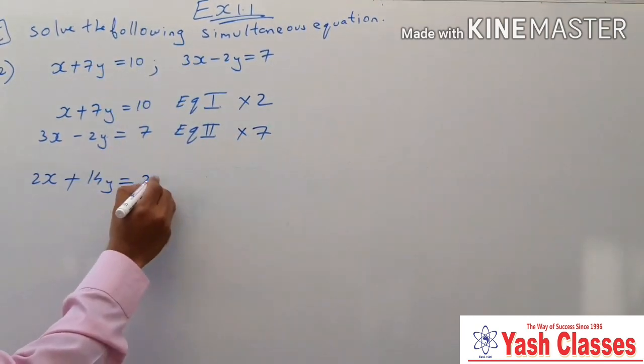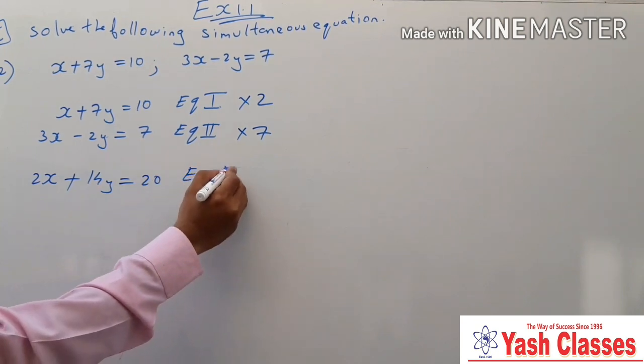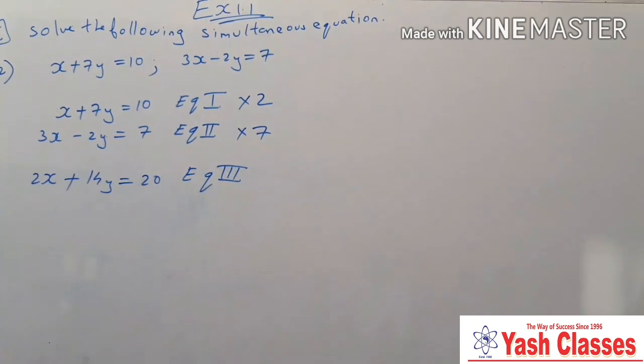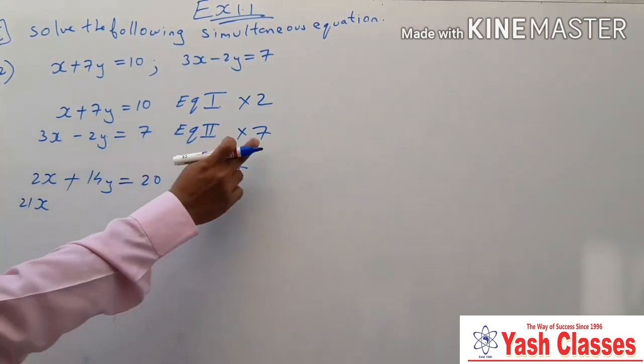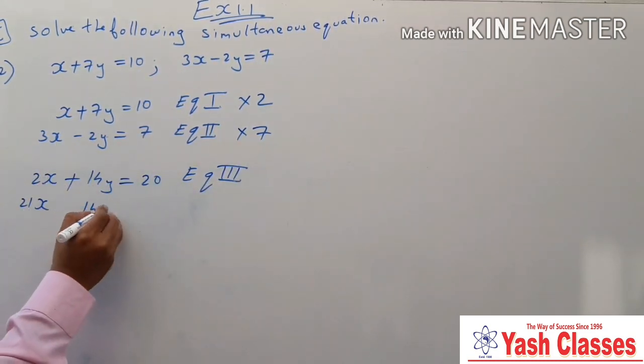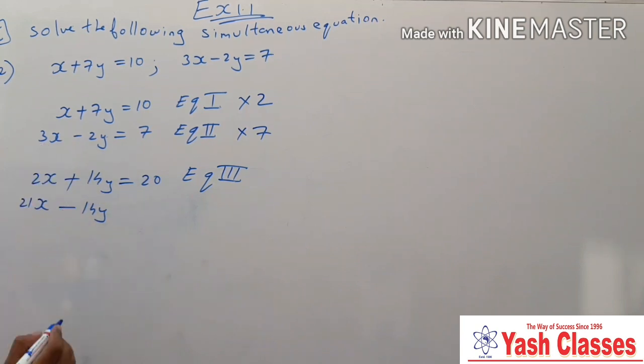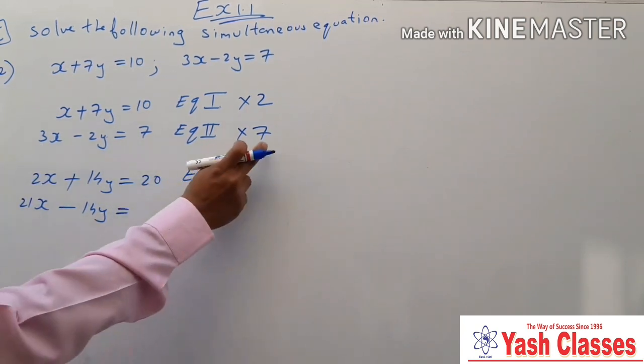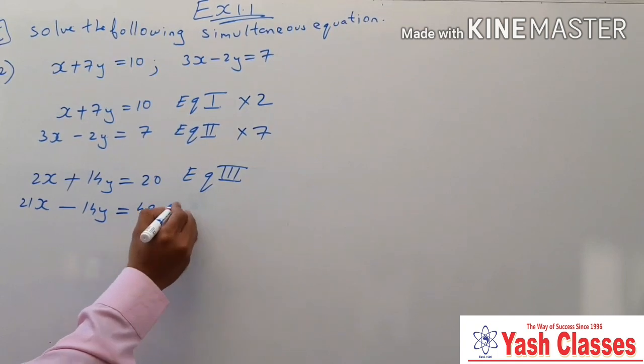Is equal to 2 tens are 20, equation number 3. 3 sevens are 21x. 7 twos are 14y. Sign is minus, you have to put minus here. Is equal to 7 sevens are 49.